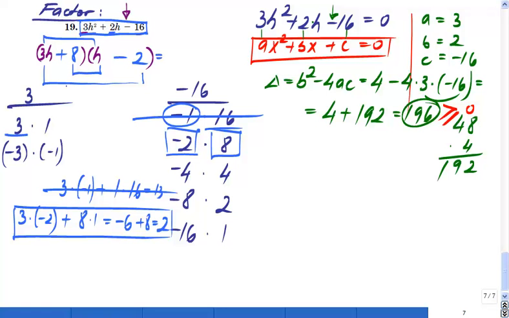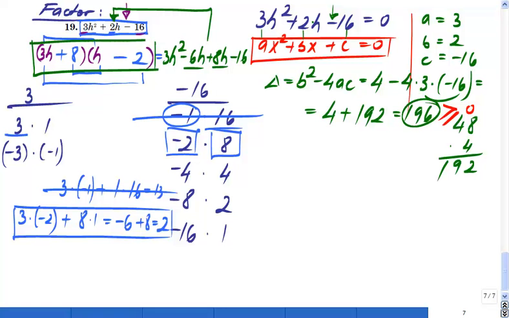Because now, just try the FOIL. If I go with the FOIL, I have what? 3h times h, which is 3h squared. 3h times negative 2 will be negative 6h. 8 times h is going to be positive 8h. 8 times negative 2 is going to be negative 16. Negative 6h plus 8h will give me the middle term. Everything else works. This is the answer. Okay? And that's how you factor this given trinomial.